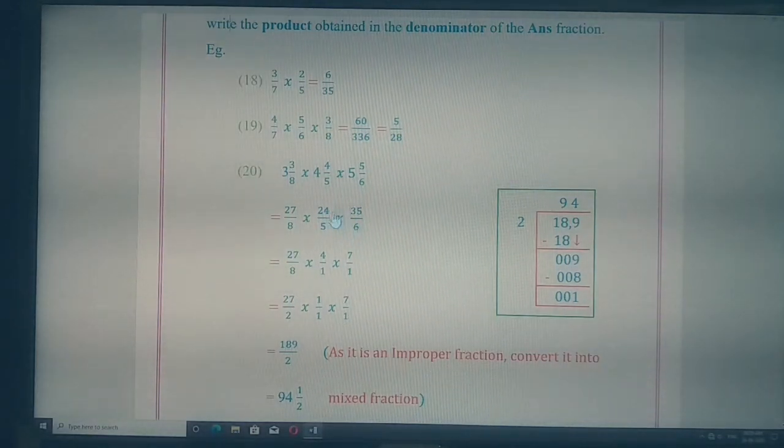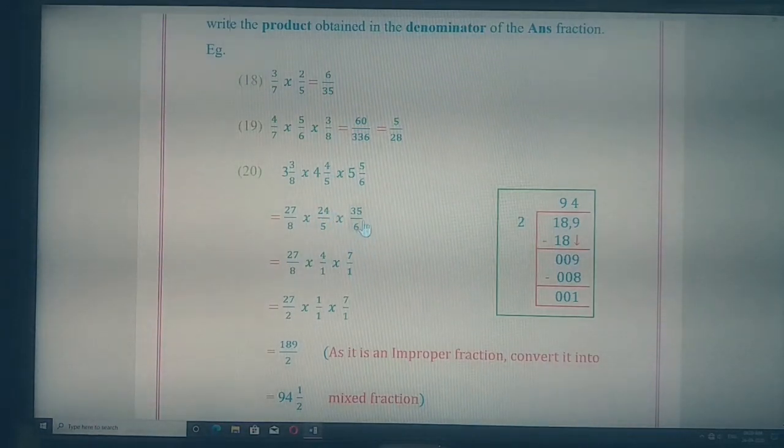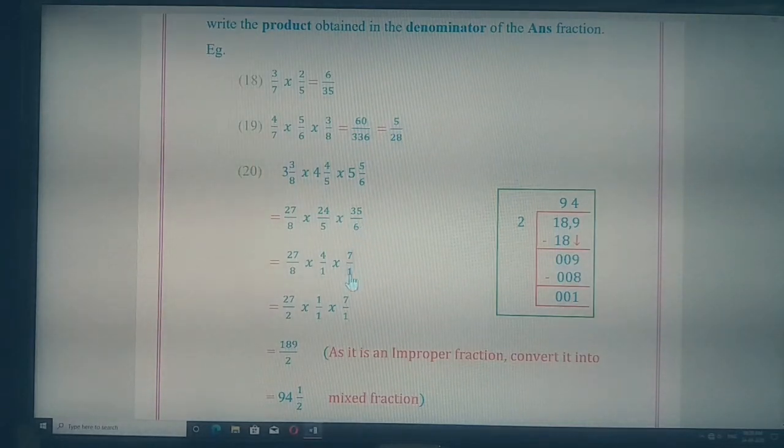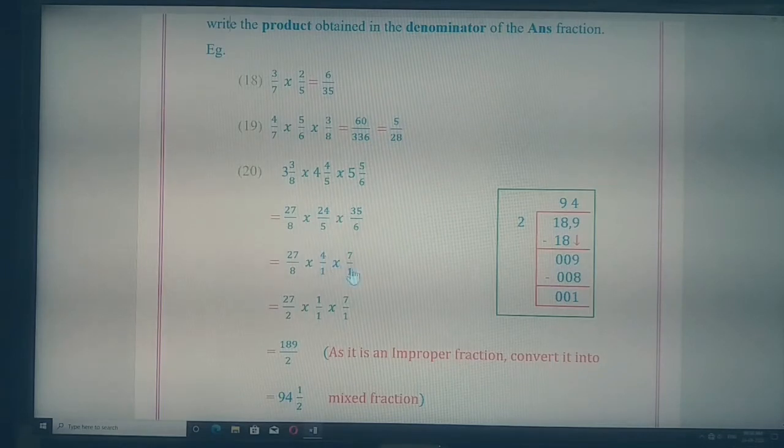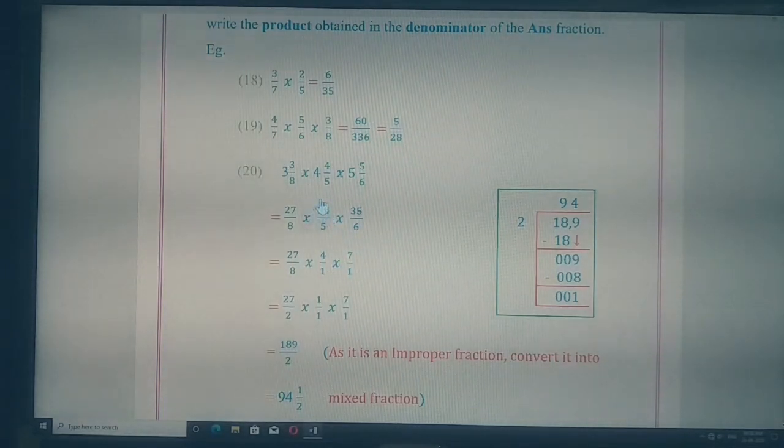So 6 and 24 is common in 6's table. So we cancel this 6 using 6's table. 6 ones are 6, so here we'll write 1. In the same way, 24 can be cancelled using 6's table. 6 4s are 24, so I will write 4 and here 6 is cancelled. 6 ones are 6, 6 4s are 24. So 4 and 1 I will write here.